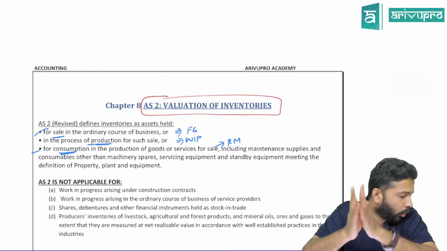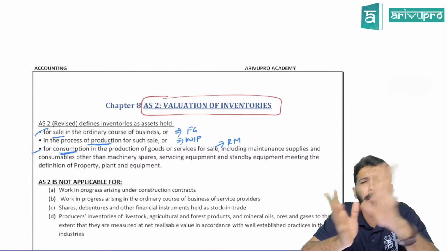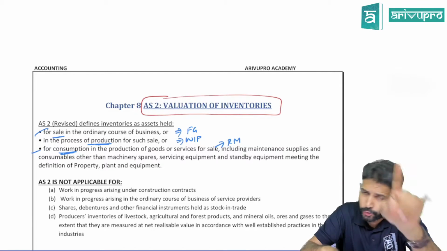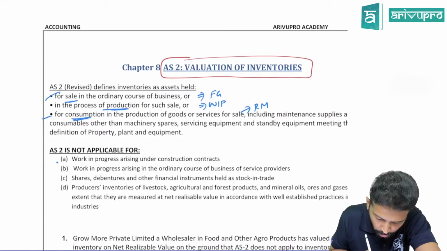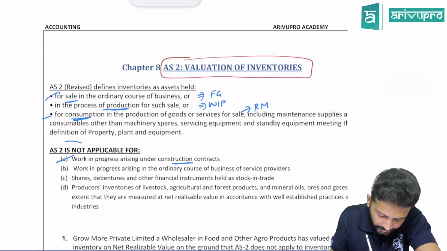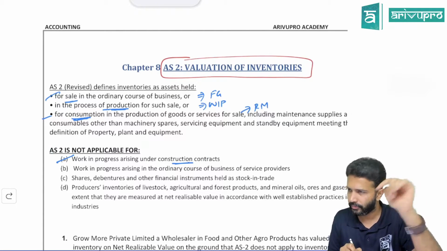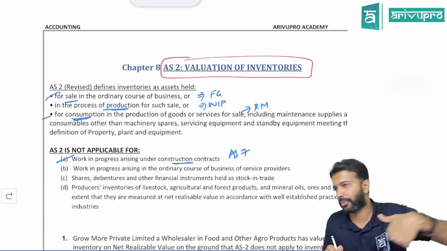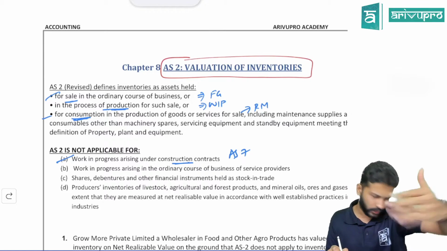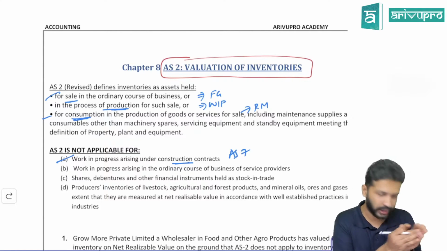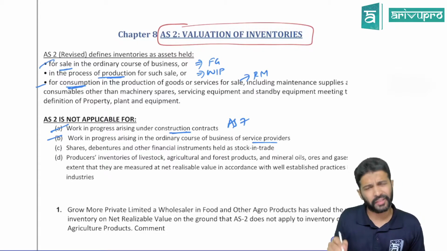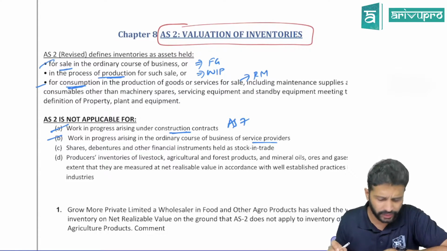Now, accounting standard 2 is not applicable for a few things. One, if you have WIP for a construction contract, AS2 is not applicable. Just underline that, that's good enough. Why? Because we have accounting standard 7 which talks about it. Another standard is talking about it. That's the reason they have excluded it from here. All right. For services provided, again, it's covered under a different standard. It is not covered here as well.